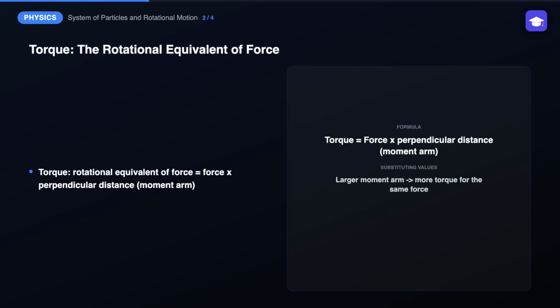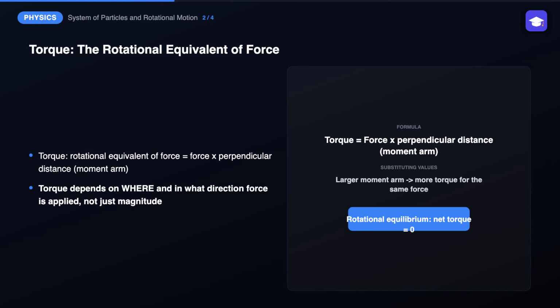Torque is the rotational equivalent of force. It's what actually causes an object to begin rotating, or to change its existing rotational motion, and it's calculated as the product of the applied force and the perpendicular distance from the rotation axis to the force's specific line of action. This perpendicular distance is called the moment arm or lever arm. Torque genuinely depends not just on how much force is applied, but critically on exactly where that force is applied and in what specific direction.